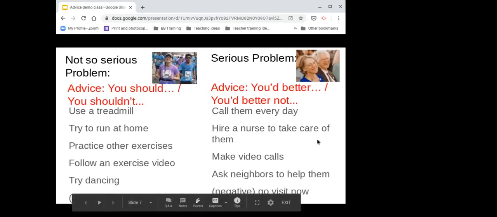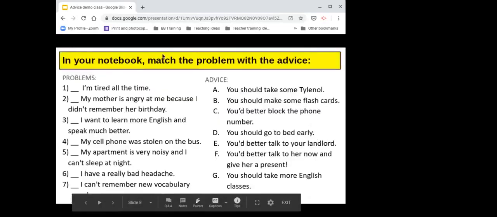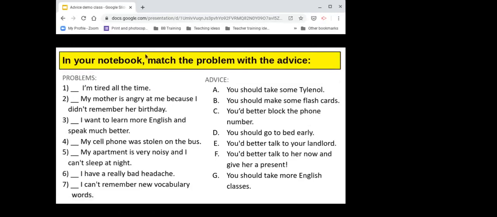Our next activity is matching. Please use a notebook or a paper, and individually, you're going to match the problem with the advice. For example, number 1, I'm tired all the time. I can write in my notebook, number 1, D, you should go to bed early. Please continue. Match the problem with the advice in your notebook. Exactly. Please work individually in your notebook or on a paper.